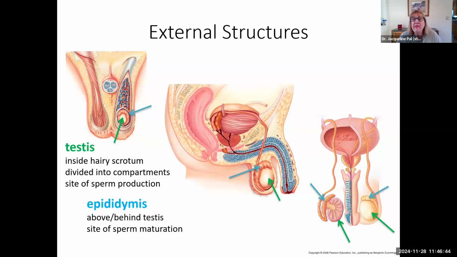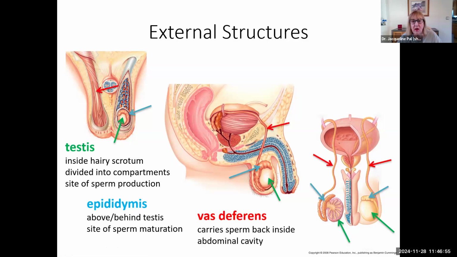All right. When they're ready to be called to duty, the duct inside the epididymis down here at the bottom leads to the next structure with the red arrows, and that is the vas deferens, sometimes called the ductus deferens, but we're going to stick with vas deferens because cutting the vas deferens is where the word vasectomy comes from. Ectomy means to cut a piece of. Vasectomy, cutting a piece of the vas deferens. And so the vas deferens carries the sperm back inside the abdominal cavity.